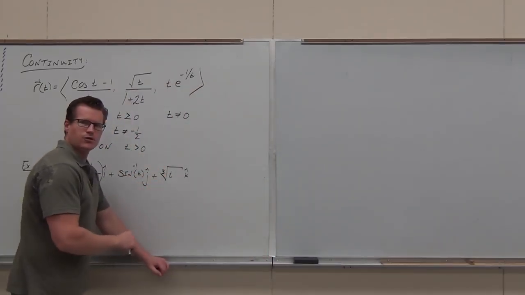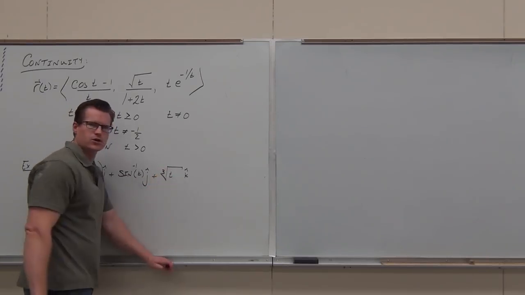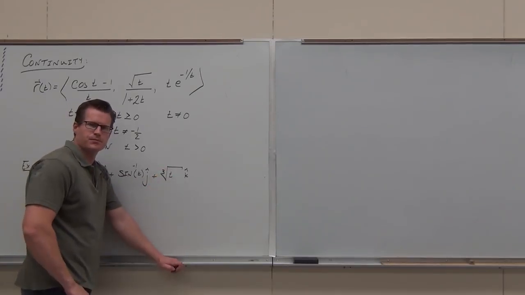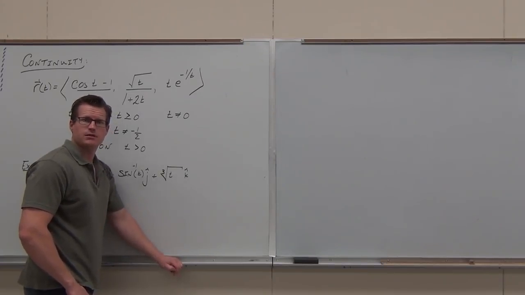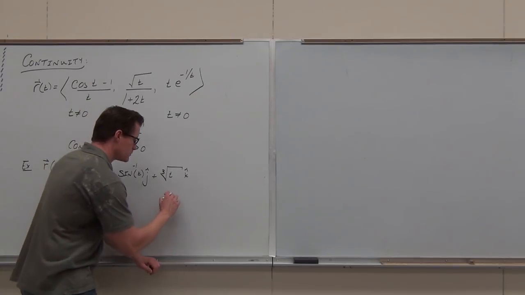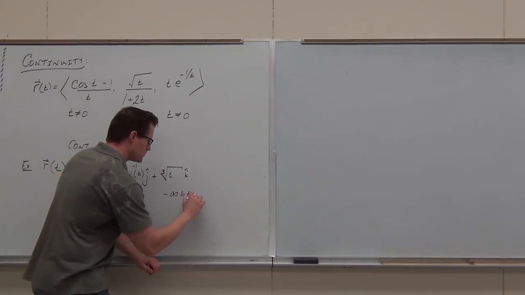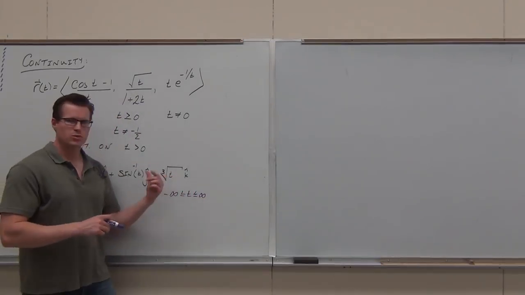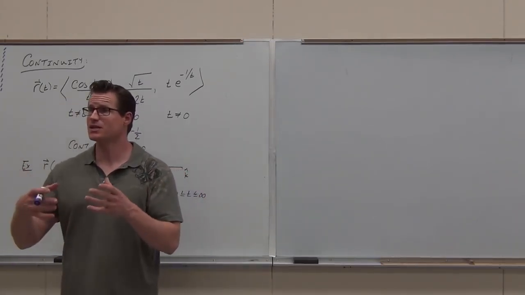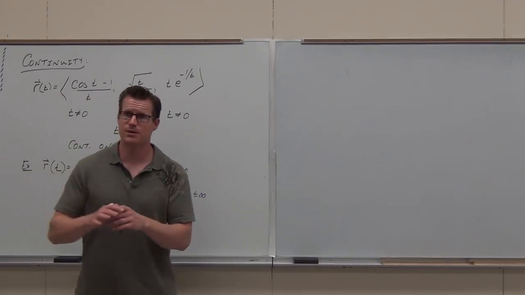The last one, what values of t can't we have for a cube root of t? Any? Can I have positives in here? Yes. Can I have negatives in there? Yes. Can I have zeros in there? Yes. All values. This is fine. So the cube root of t, you can put anything in there, which means it's continuous everywhere.